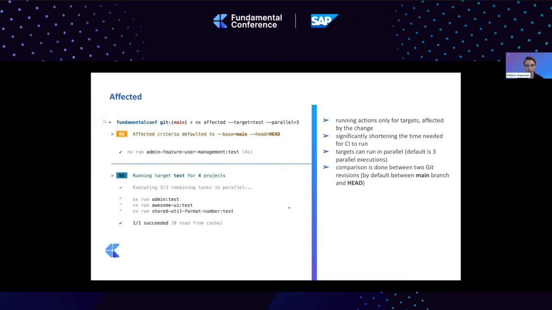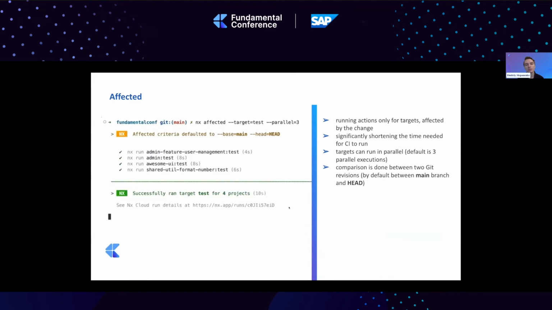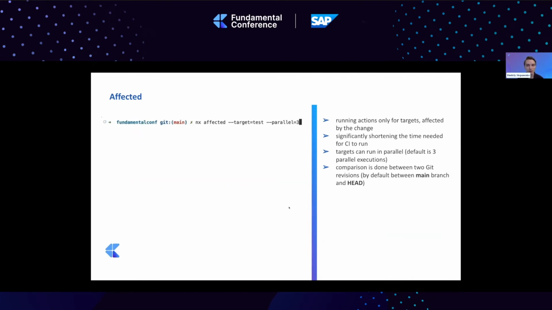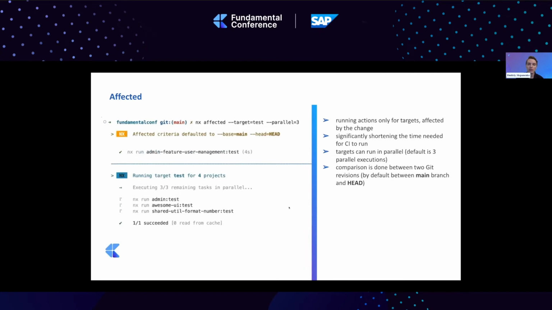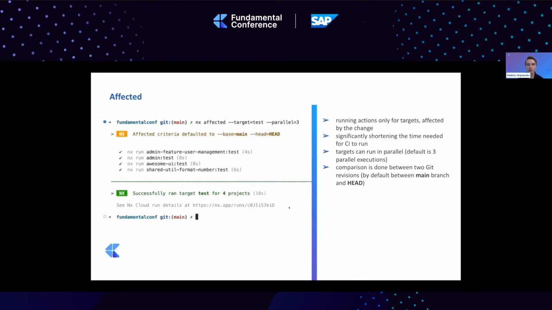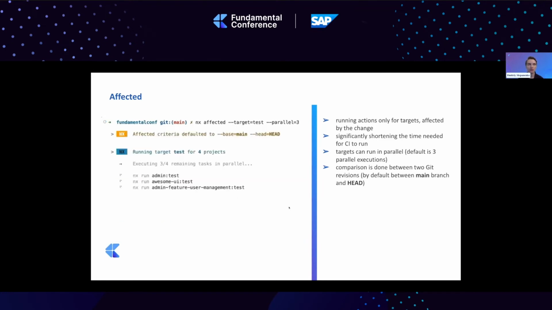By the way, you can notice that I'm also passing a parallel flag, and this is quite convenient because this flag configures the number of parallel processes for our tasks to run. So basically, we are running three checks in parallel here, which is nice in terms of performance. And running affected checks allows us to significantly shorten the time needed for our CI to run, because instead of checking everything, we check only the required pieces that are absolutely necessary to check.